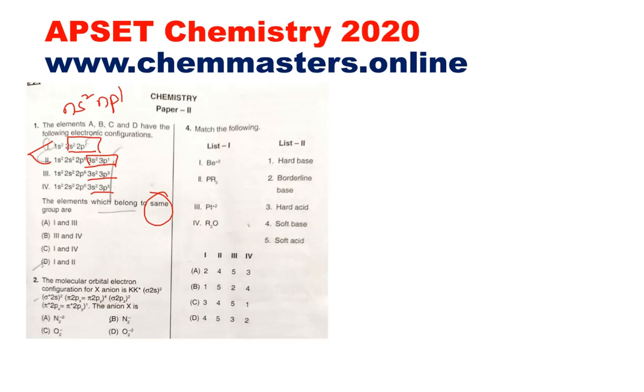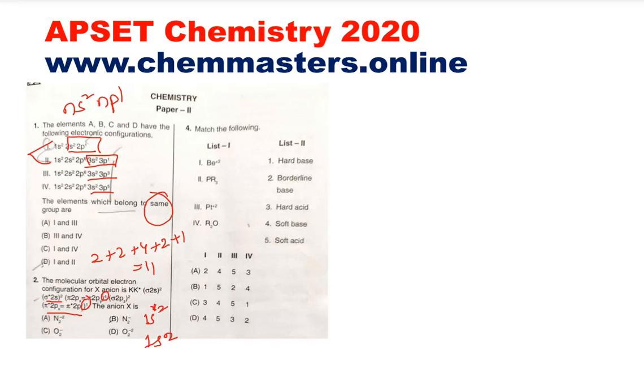The second one: the molecular orbital electron configuration for X anion is given. So try to count the total electrons given in the molecular energy orbitals. Sigma 2s2, so 2 electrons, and sigma star 2s2, 2 electrons, and here the bonding pi 2px and 2py having 4 electrons. Now sigma 2pz is having 2 electrons, and antibonding pi star 2px and 2py is having 1 electron, so total of 11.